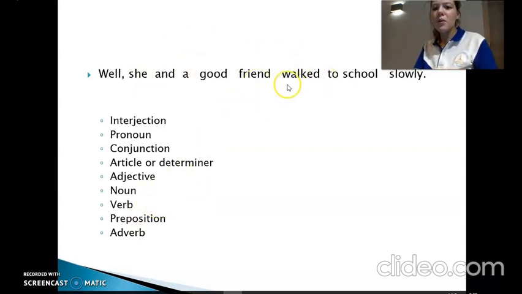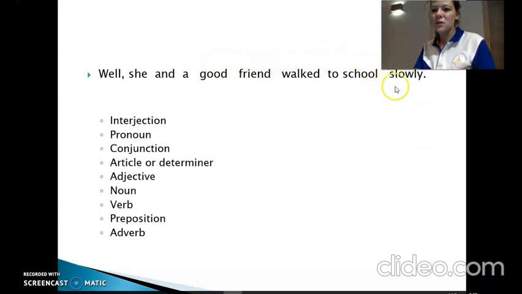Then you have a preposition. To school, from school, to school, you're at school, you're in school. So prepositions. To is the example of the preposition. Then we have school. School is another noun. A school, the school, so another noun.